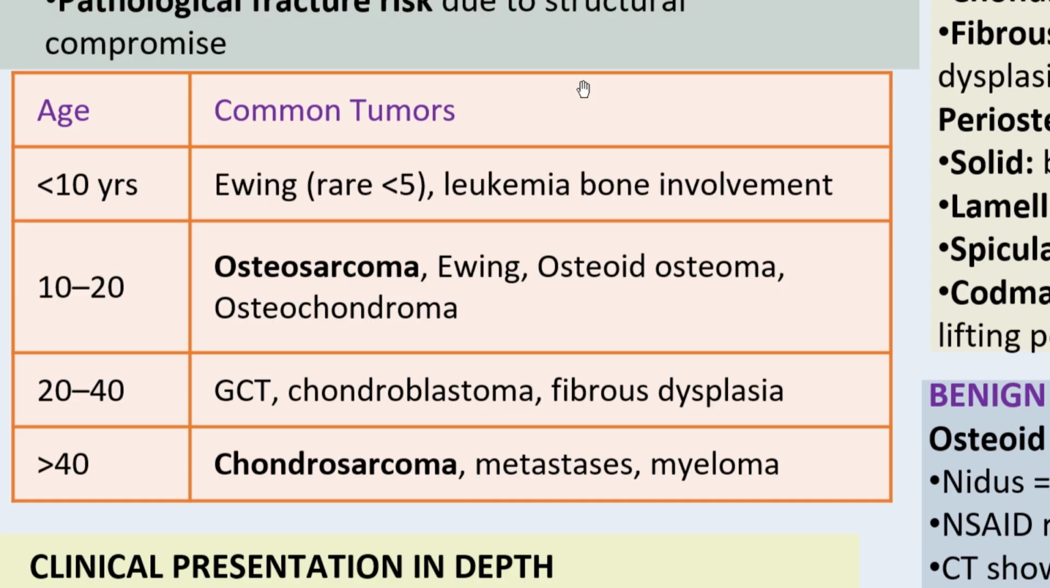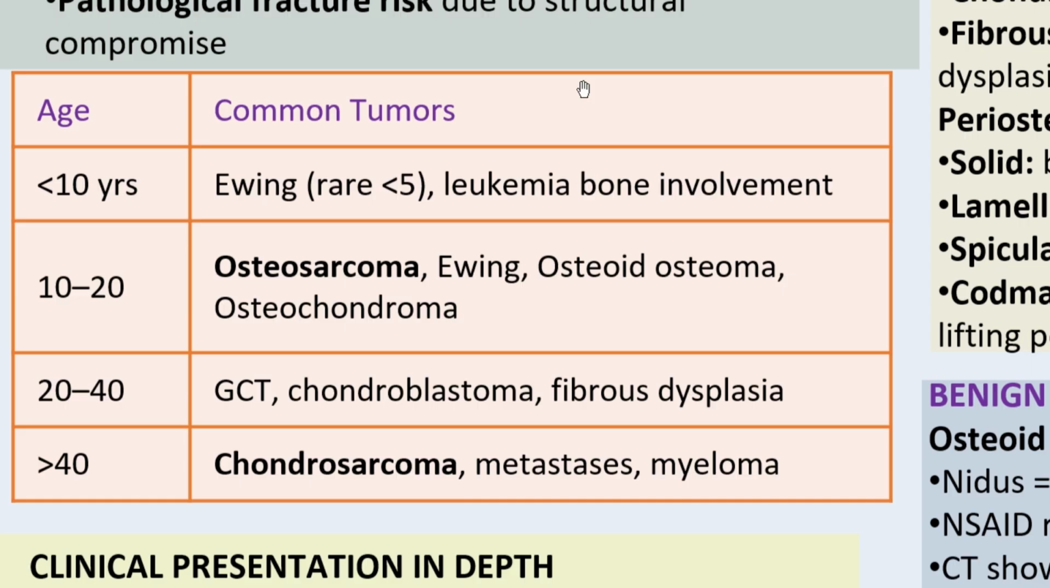Ewing sarcoma, we said it occurs mostly in children, and even below 10 years it occurs. Then the osteoid osteoma is one of the benign tumors, and we're going to look at those. So do not worry about understanding, is it benign, is it malignant yet. We are going to look at that.